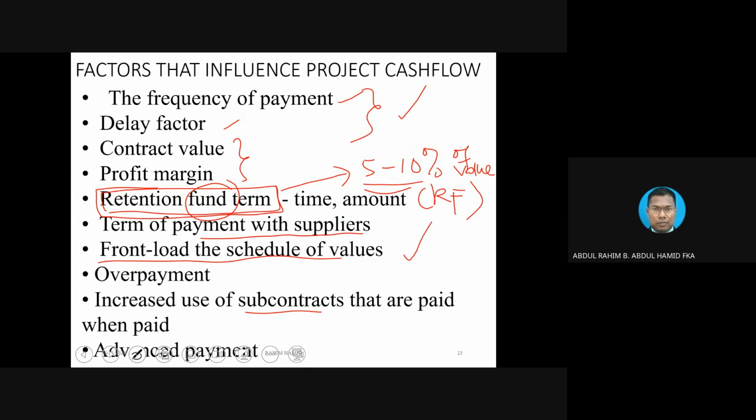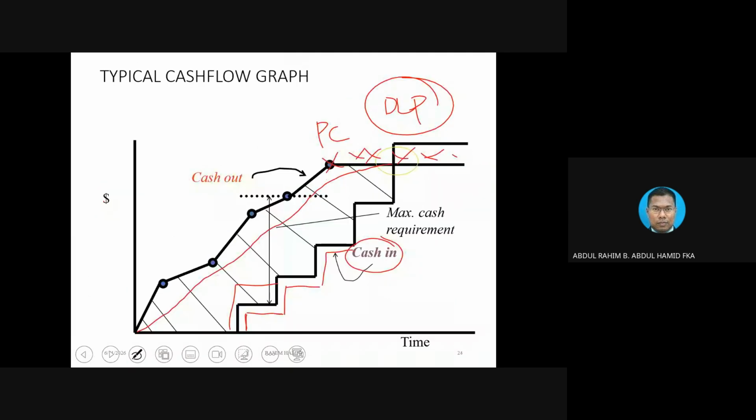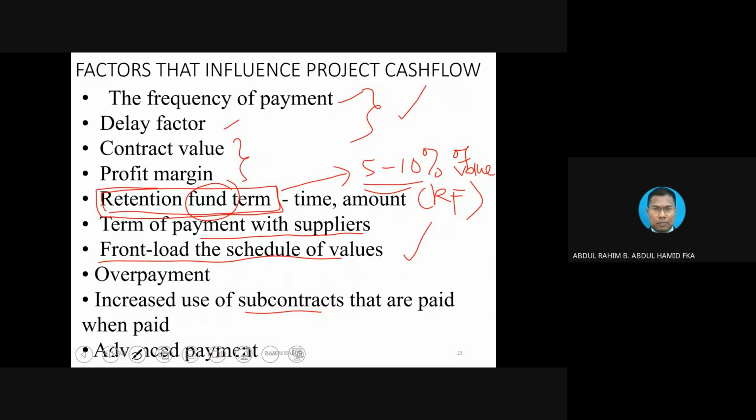Overpayment. Why overpayment? You notice this graph, meaning you want to manipulate it so that the cash-in graph is higher than this one, so that you can reduce the gap. The only way that you can get overpayment is by overclaim. That is the only way. You overclaim. Can you do that?